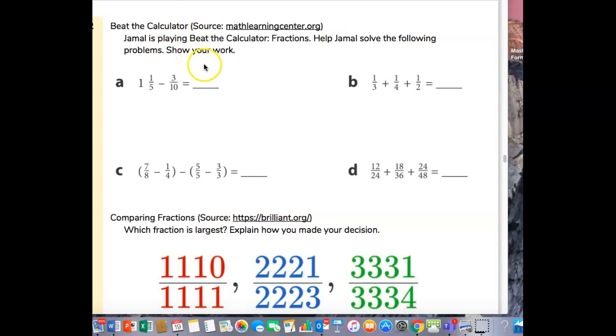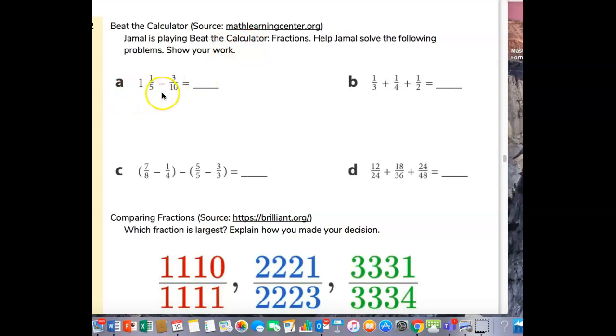So on this one, I'm not sure why they call it Beat the Calculator. Jamal is playing Beat the Calculator. Help Jamal solve the following problems, show your work. All right, we don't need a calculator to do this.